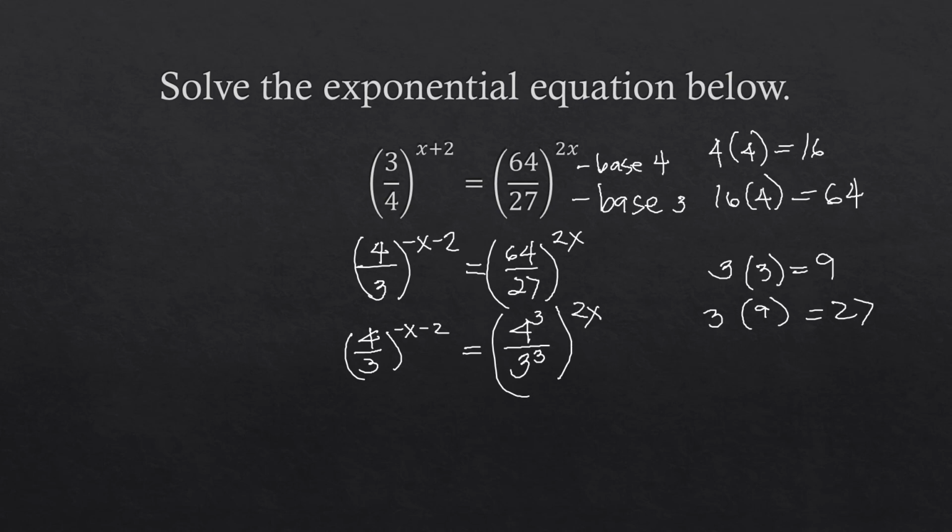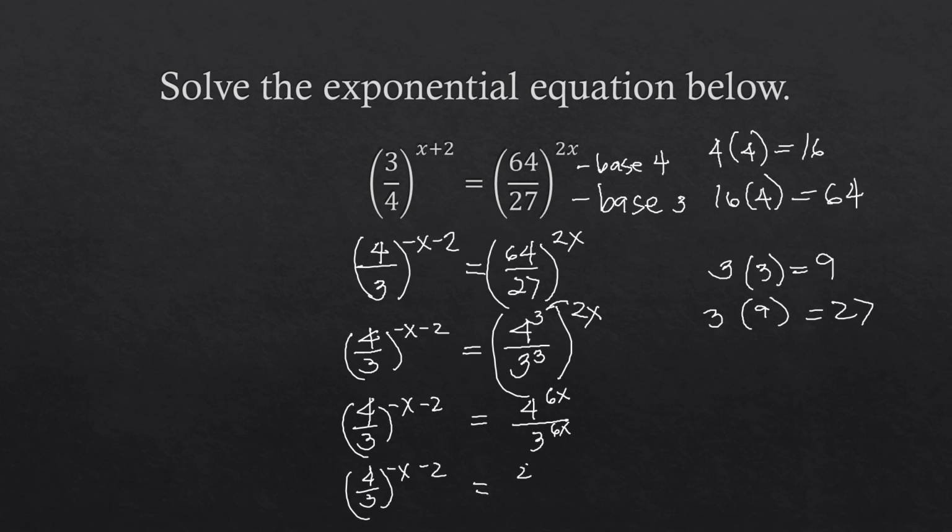Now notice we have an inner exponent and an outer exponent. So we can just multiply the inner exponent and outer exponent for the numerator and denominator. We still have to copy 4/3 to the power of negative x minus 2, and then multiplying, this will be 4 to the power of 6x over 3 to the power of 6x. Now notice that their exponents are the same, so we can write it as one common exponent. So we have 4/3 to the power of negative x minus 2 equal to 4/3 to the power of 6x.